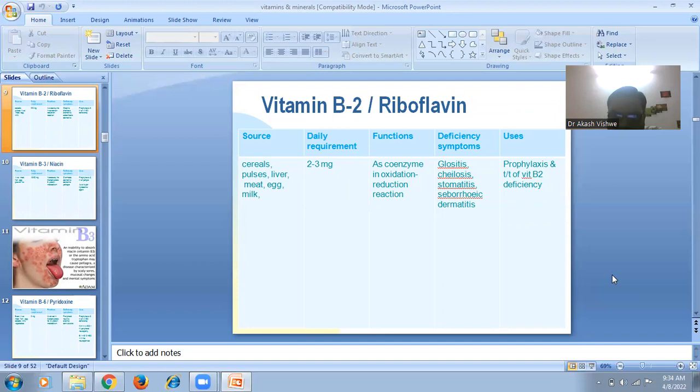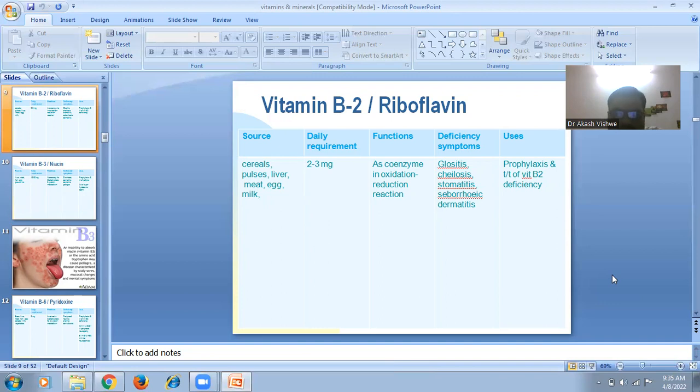Functions of this vitamin are, it can work as a coenzyme in oxidation reduction reactions. The deficiency symptoms of riboflavin are glossitis, cheilosis, stomatitis, and seborrheic dermatitis. Uses of riboflavin or vitamin B2: it can be used in the prophylaxis or the treatment of vitamin B2 deficiency.